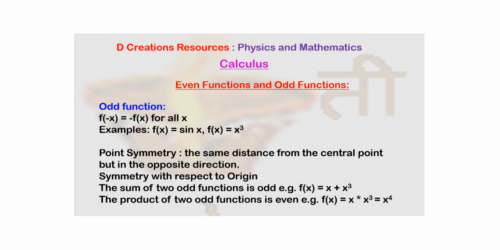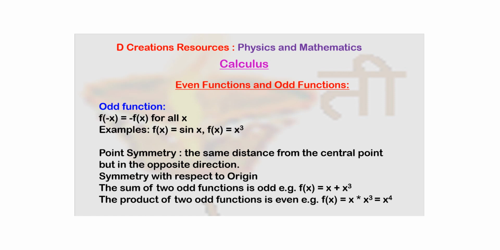Now here you will realize that there is a point symmetry. If you recall, in case of even functions, we had spoken about the functions having symmetry with respect to the y-axis. Here the symmetry is with respect to a point, namely the origin.